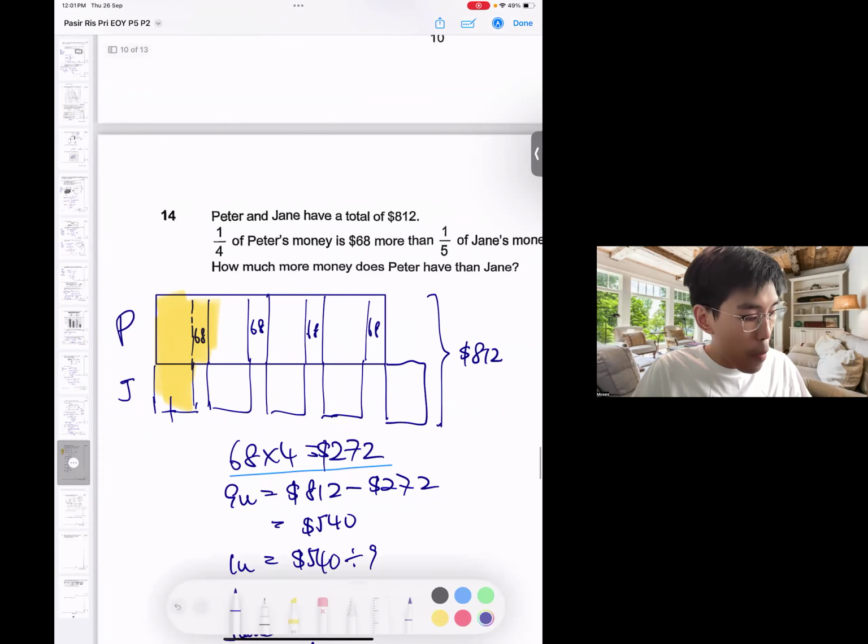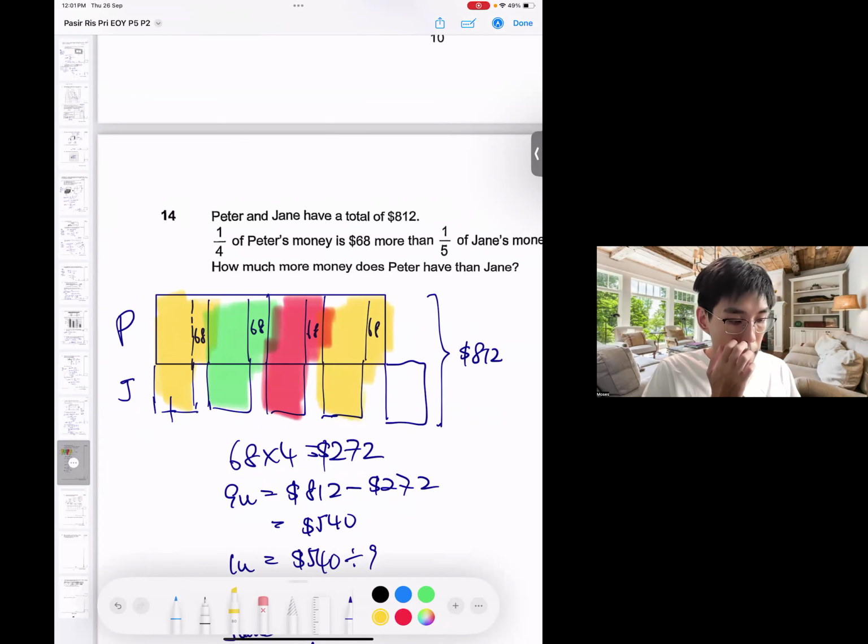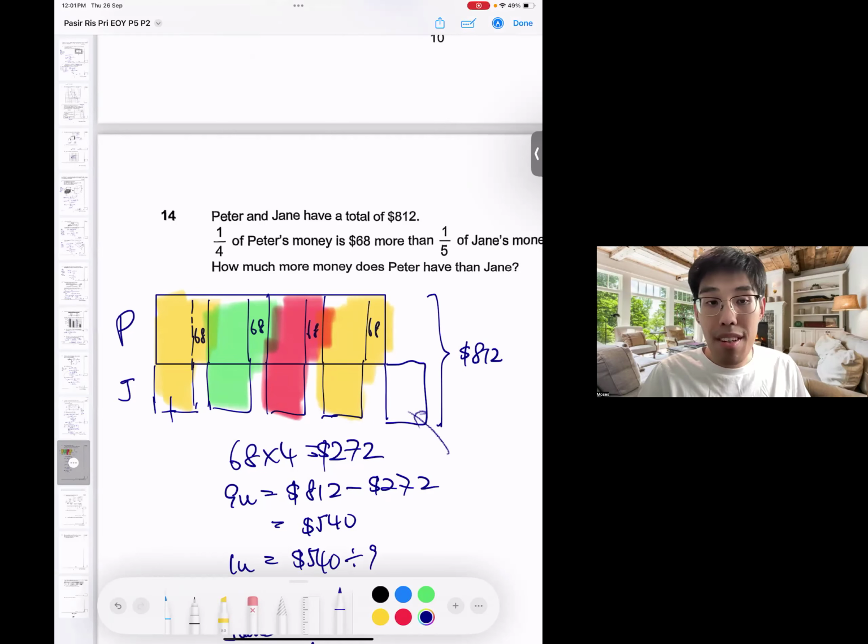Okay, so the yellow part is one instance. Maybe I separate it out by using another color. So this is second instance, second group. This is like a third group. Then maybe I repeat the color. This one fourth group. But then there'll be one more unit at the back, because it's 1/5, because Jane has 5 units. Just now we used 4 units to compare already. Then there's one more group.